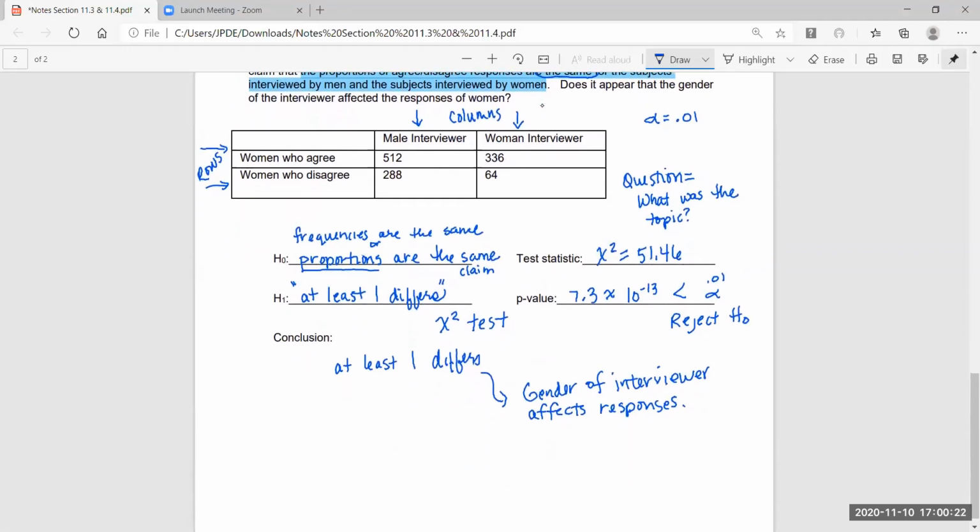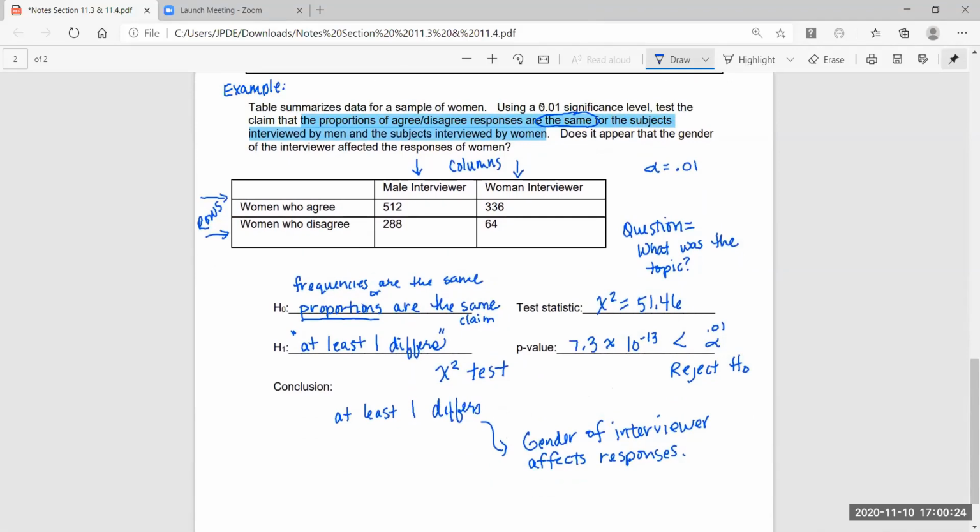Okay, so I just wanted to make sure you got everything carried over onto the notes sheet. On this one, again, we rejected, which means this is not happening, which tells us at least one differs, or it warrants rejection of the claim that they're the same. That implies that the gender of the interviewer affects the responses. We did not support the claim. We rejected the claim.